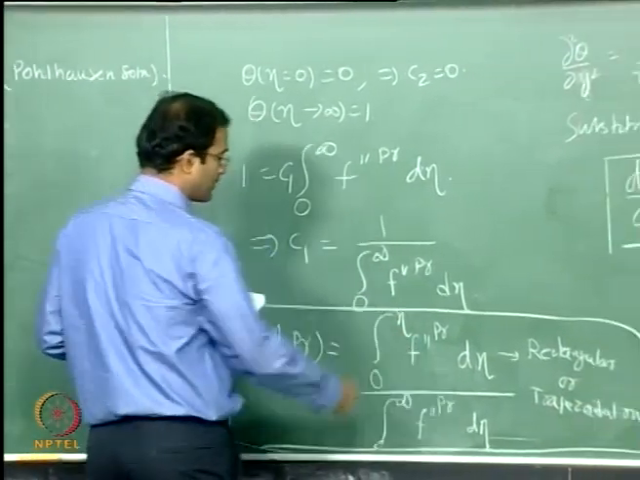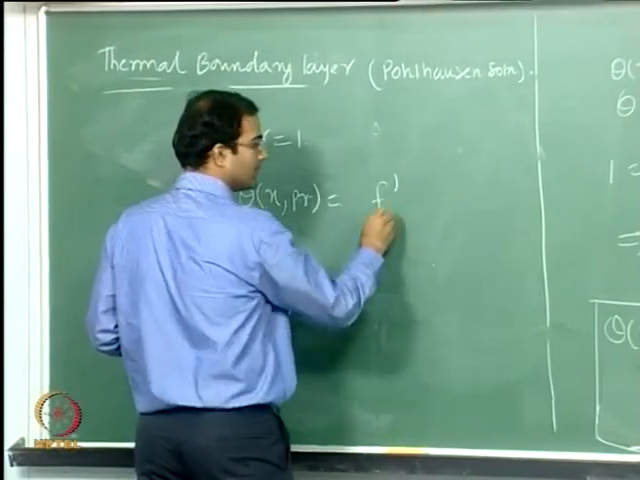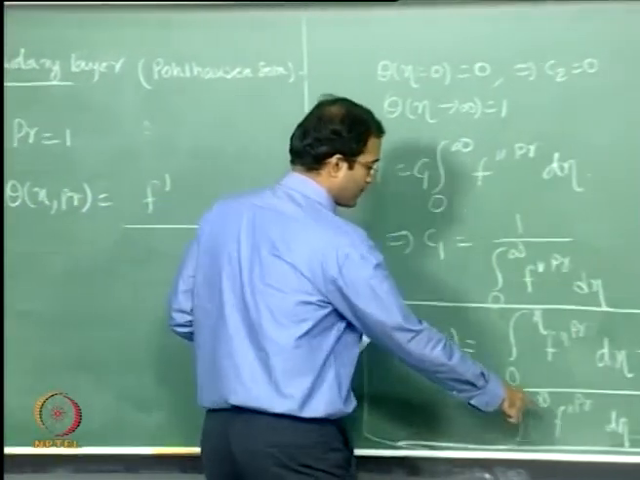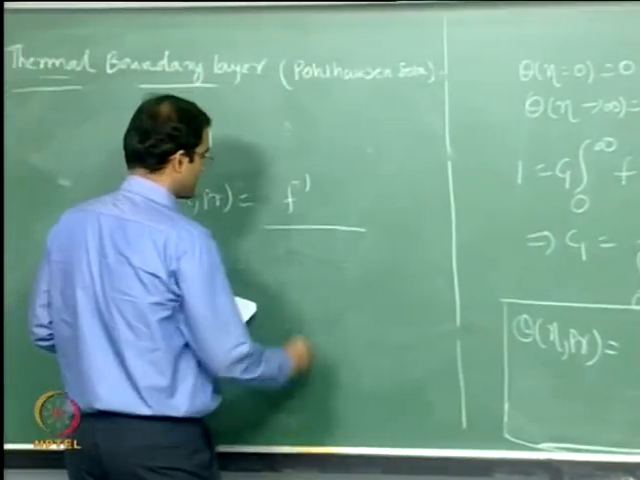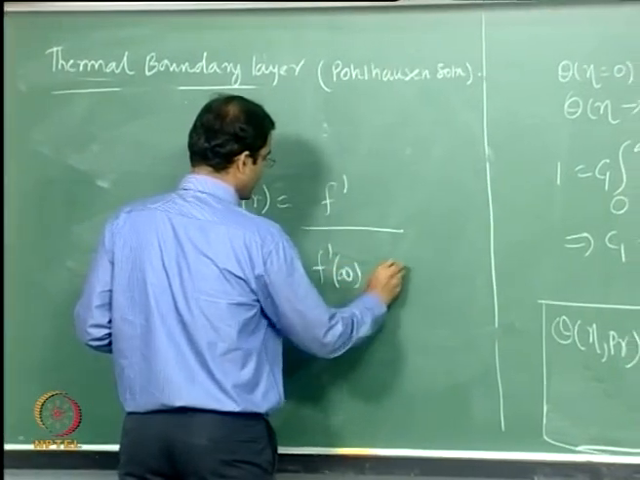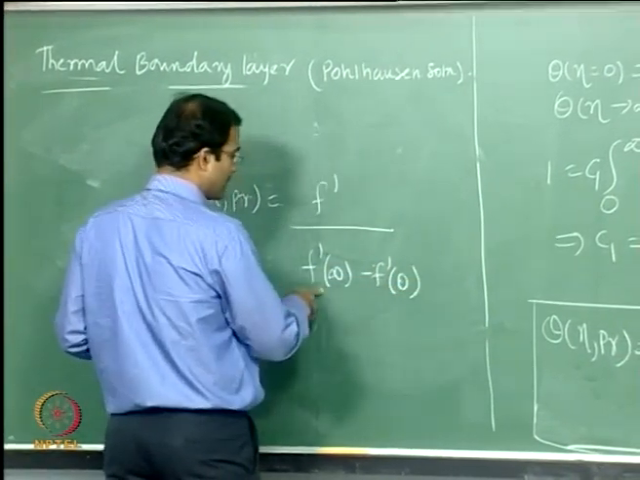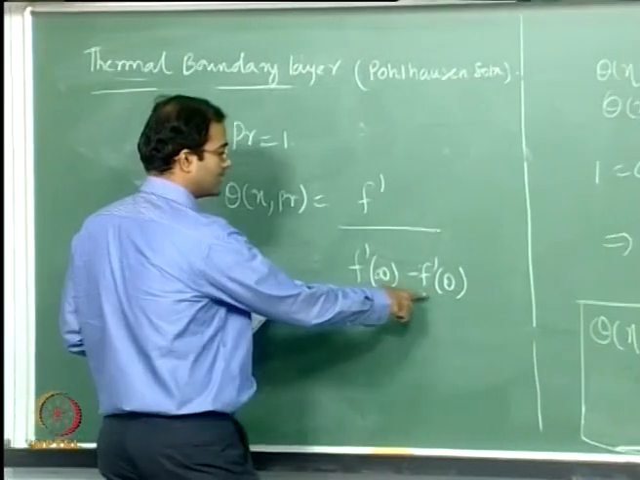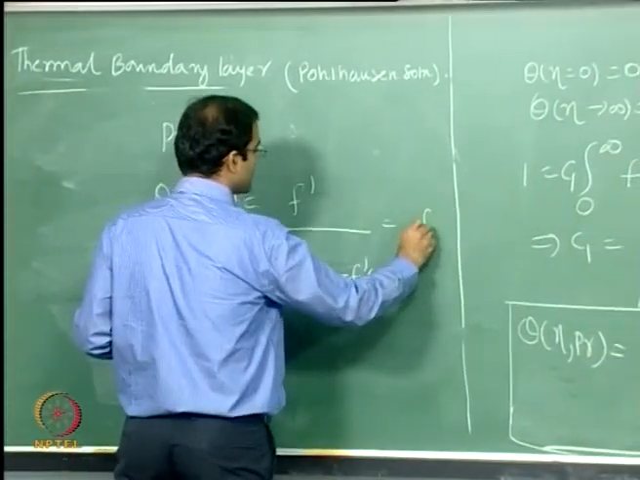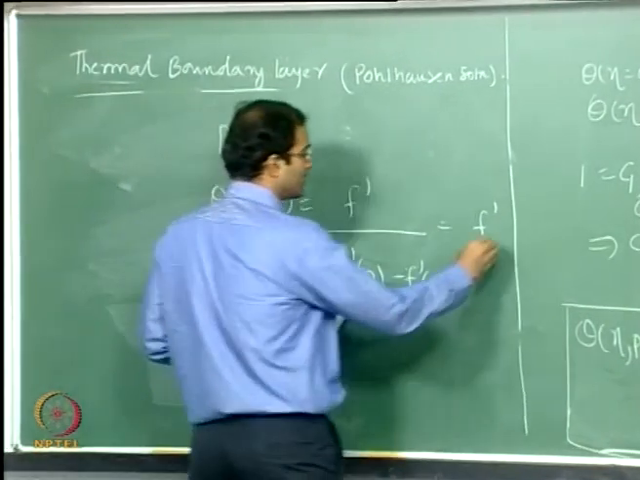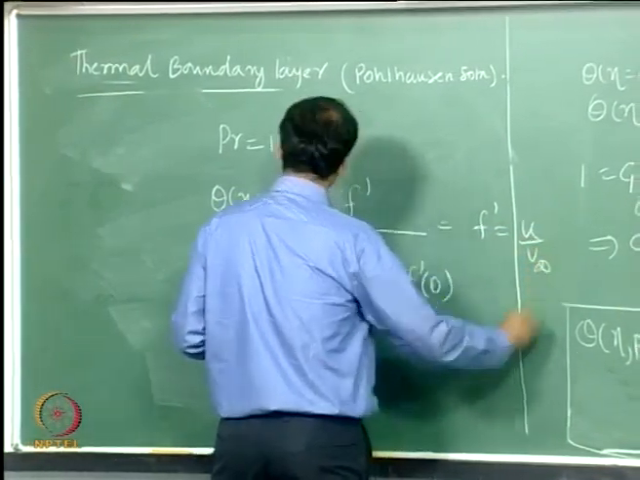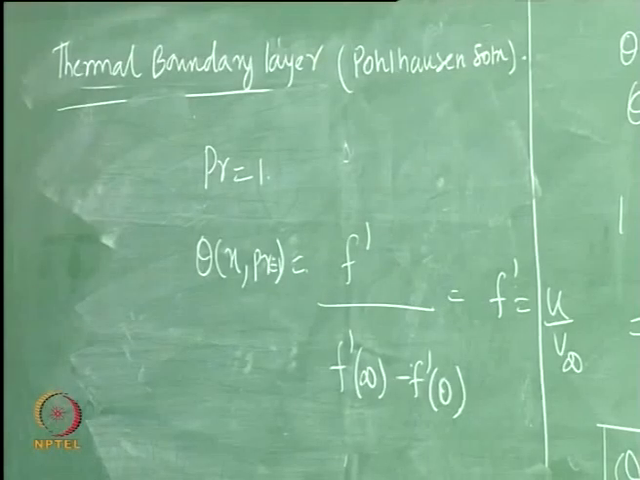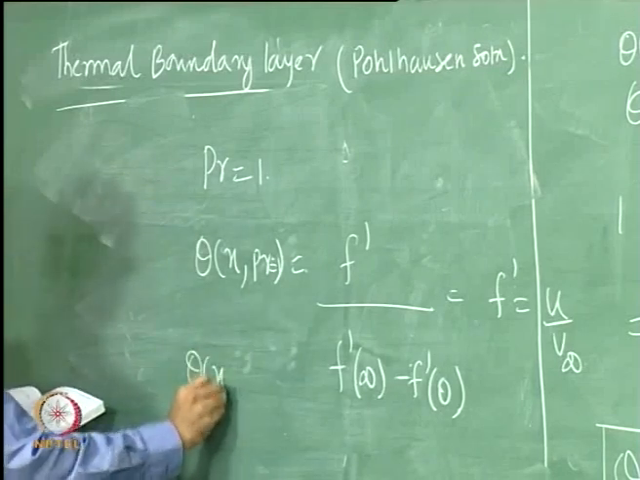So from 0 to eta, f double prime integrates to f prime, correct, divided by, this is again f prime between the limits 0 and infinity. So I can say f prime at infinity minus f prime at 0. So f prime at infinity, what is the value? 1, and this is 0. So this is essentially f prime. And now what is f prime? Okay, so therefore for the particular case of Prandtl number equal to 1, your theta is exactly equal to f prime.